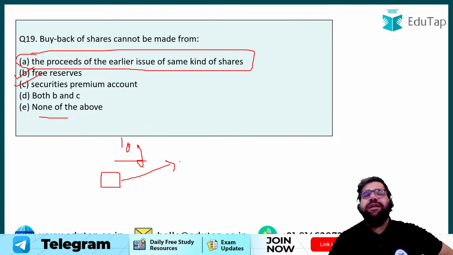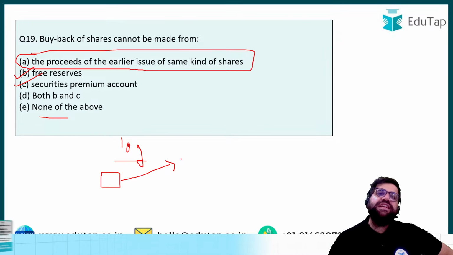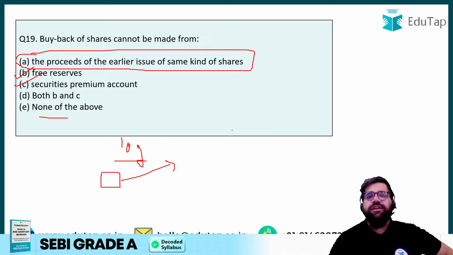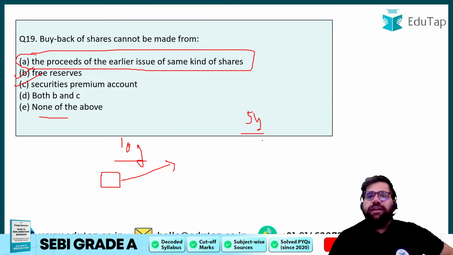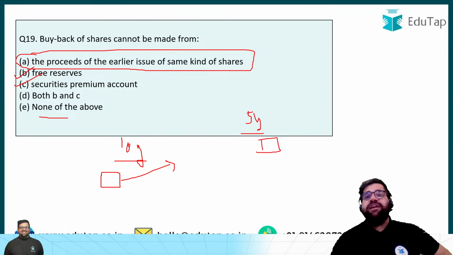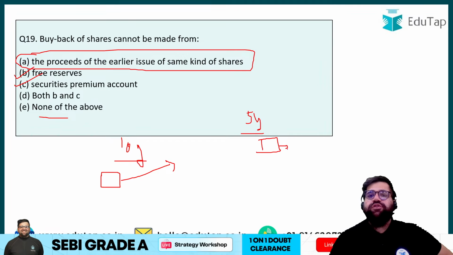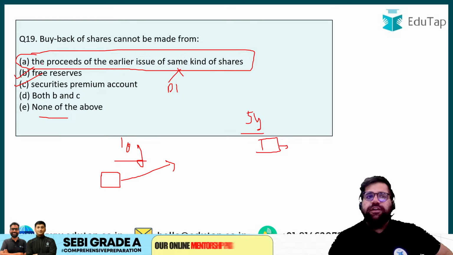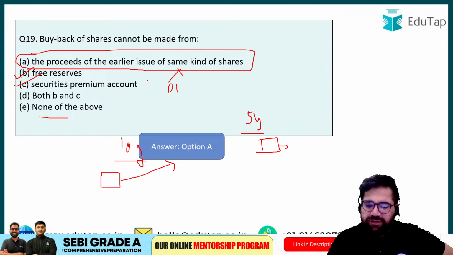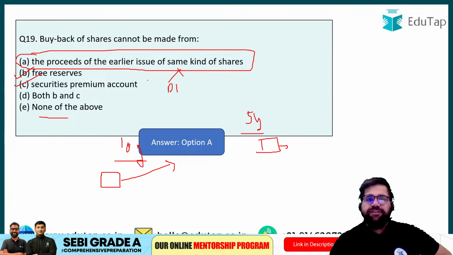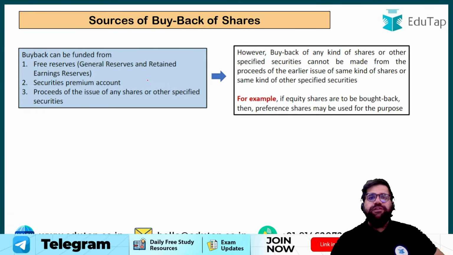Like I can buy back equity shares from the proceeds which I have collected from preference shares. For example, 5 years back, I have issued equity shares. Now the proceeds which I have collected from the equity shares can be used to buy back other different class, not equity shares. So over here it should not be the same, it should be different. So the answer will be option number A itself. Yes, the answer will be option number A. Cool, so this we have discussed.